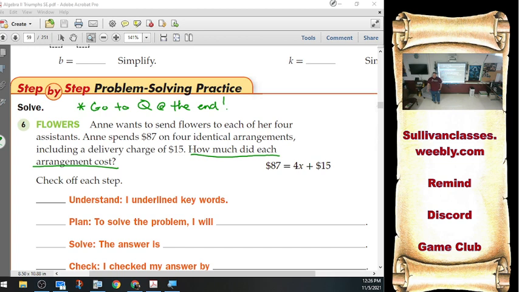So if I got x is 18, I don't just say x is 18 and move on with my life. I say what? How much did each arrangement cost? Don't just say 18. $18. 18 per arrangement.